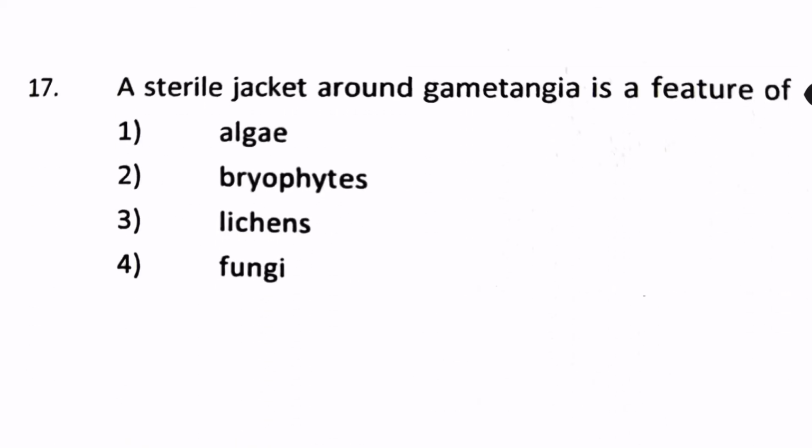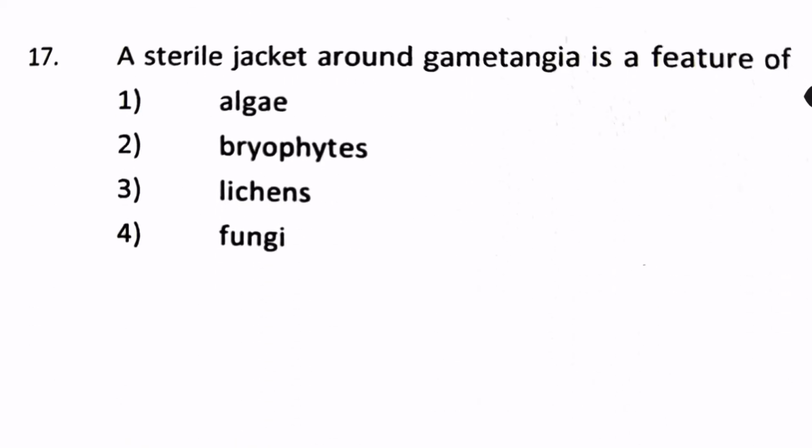Next question: a sterile jacket around gametangia is actually a feature of algae, bryophytes, lichens, and fungi. Well, algae, lichens, and fungi don't have this. This is an evolved structure which is present in the bryophytes and not present in any of the lower groups like the algae and the fungi. Bryophytes were the first to have this archegonia structure, and they have a sterile jacket surrounding it. That is, both archegonia and antheridium have it. So the answer is number 2.